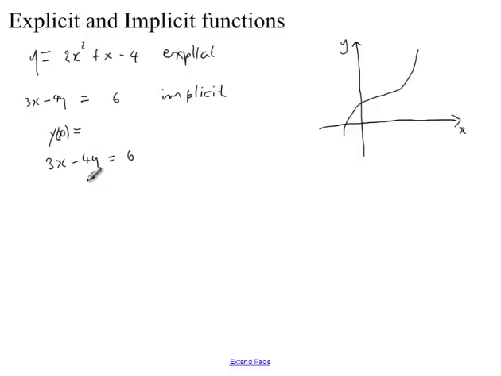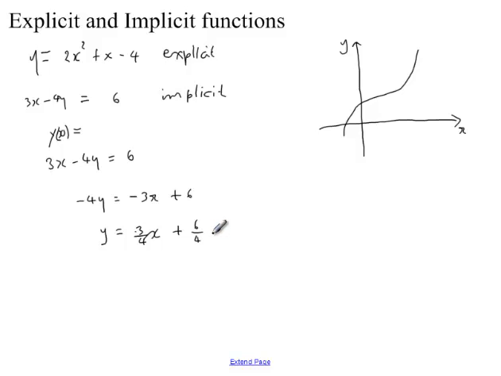Now, about this one, 3x minus 4y equals 6, the good thing is that it is possible to take it to an explicit form. You can just do some equivalent transformation here. Subtract 3x on both sides. You're going to get 4y equals minus 3x plus 6. And then if you want y, you divide both sides by 4. You get 3 over 4 x plus 6 over 4. Now, at this stage, the function is explicit altogether.